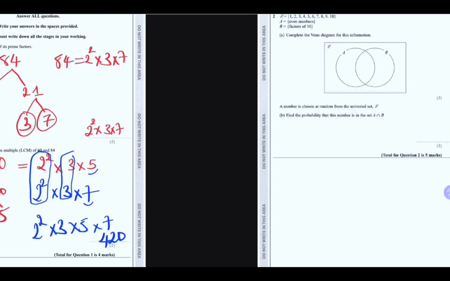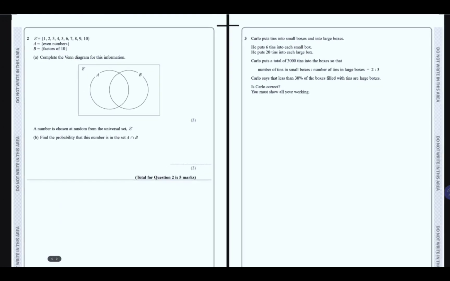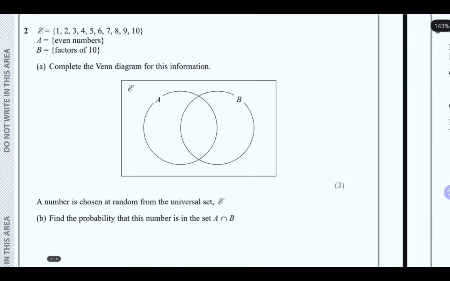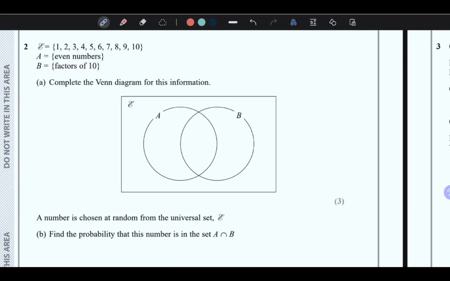Okay, question number 2. Over here we have a universal set. A is the set of even numbers. B is the set of factors of 10. So we're going to start by getting each set.